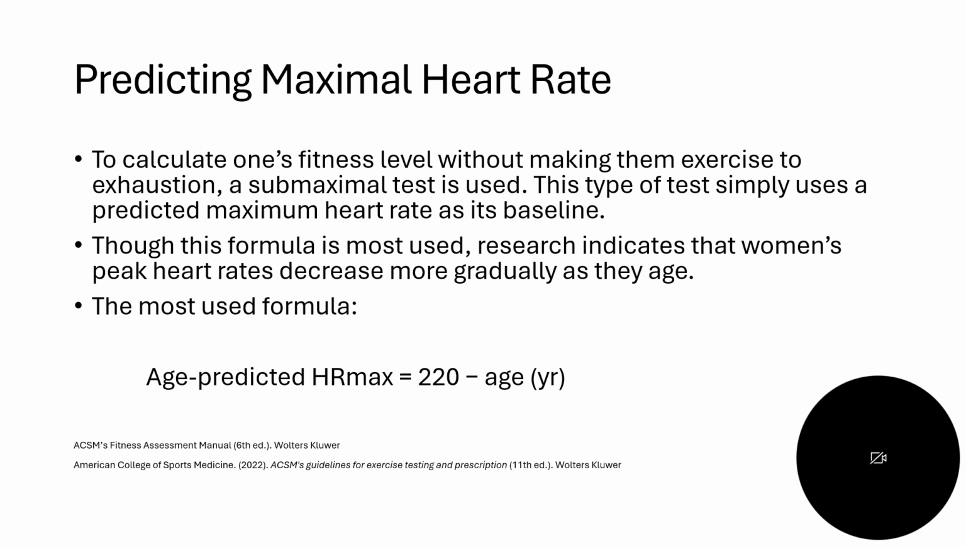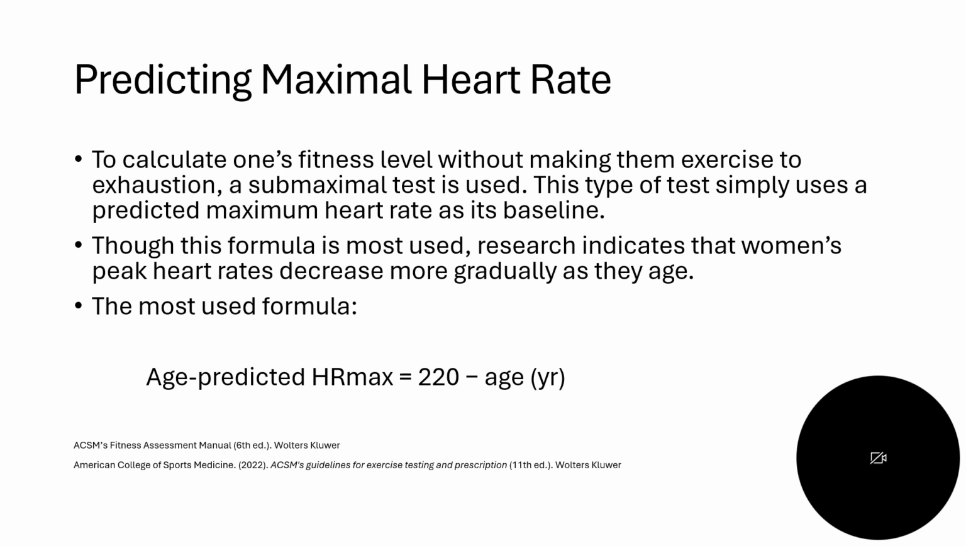And there is a formula that is used mostly, and it is the age predicted heart rate maximum, which equals 220 minus the age in years of the participant. So if it was a female, say a female that was age 40, it would be 220 minus 40, and that would be the age predicted heart rate max.